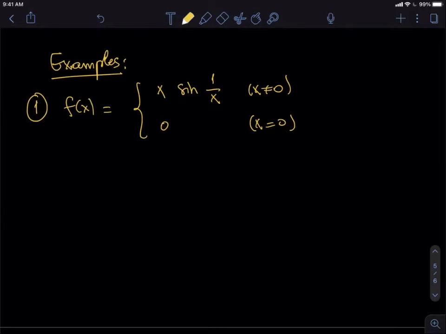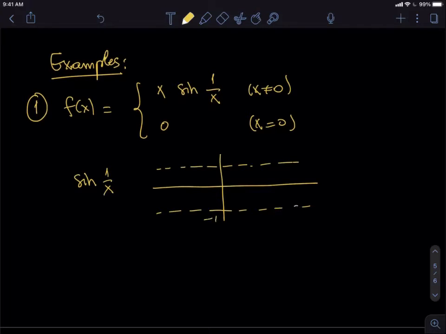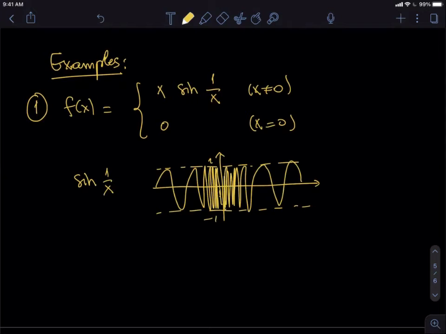Okay, remember, we saw that the sine of 1 over x was this crazy function that was oscillating between -1 and 1. Remember? And it would start oscillating faster and faster as we were approaching 0. Okay, and this was not continuous. It was not continuous at x equals 0 because the limit was not defined.